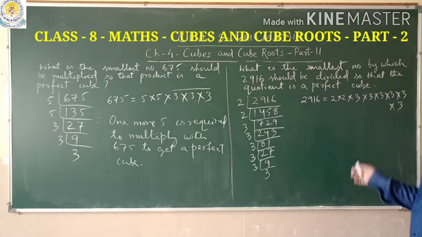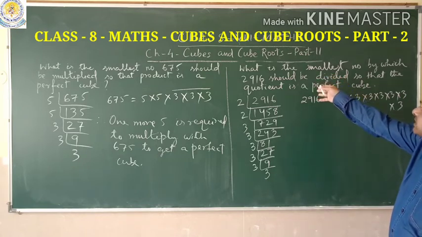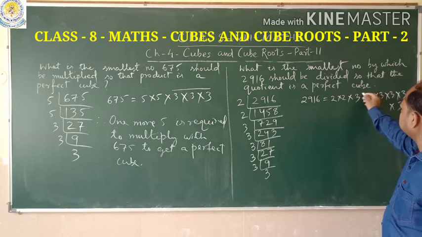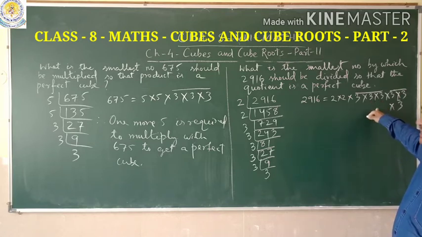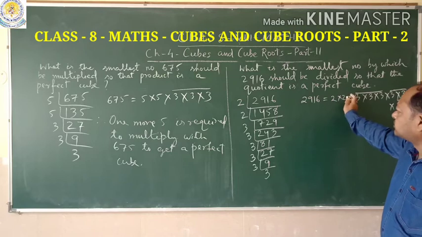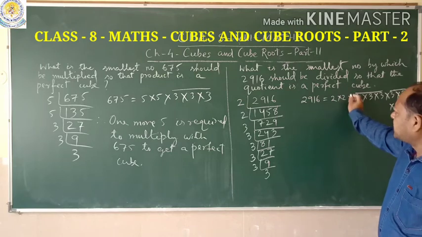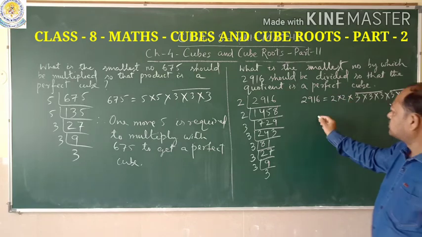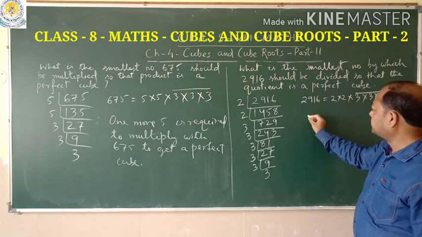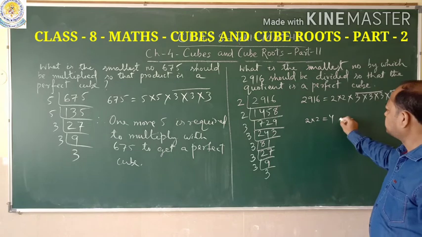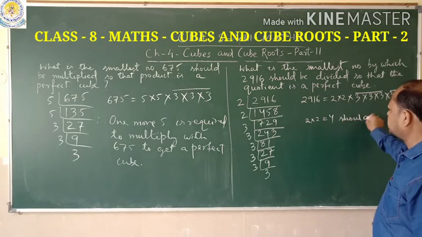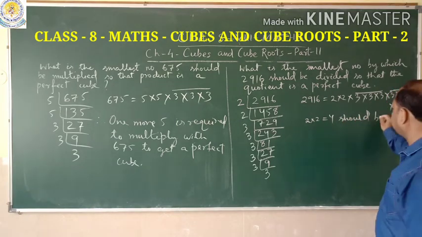So now find out the triplets because it is the cube root. So 3 is in a triplet here and this 3 is also in a triplet. So we see that the number 3 is coming in 2 triplets, but the number 2 is only 2 into 2. So here it is seen that this number should be divided. So 2 into 2, how much? 2 into 2 equals 4. So 4 should be divided.